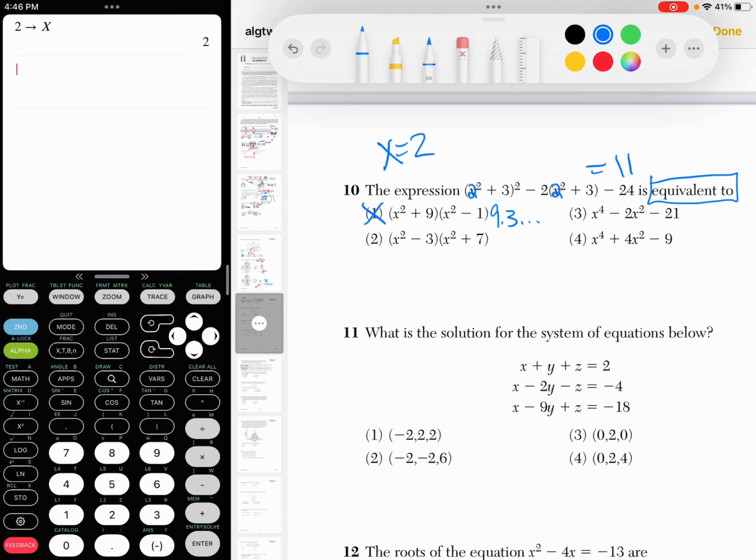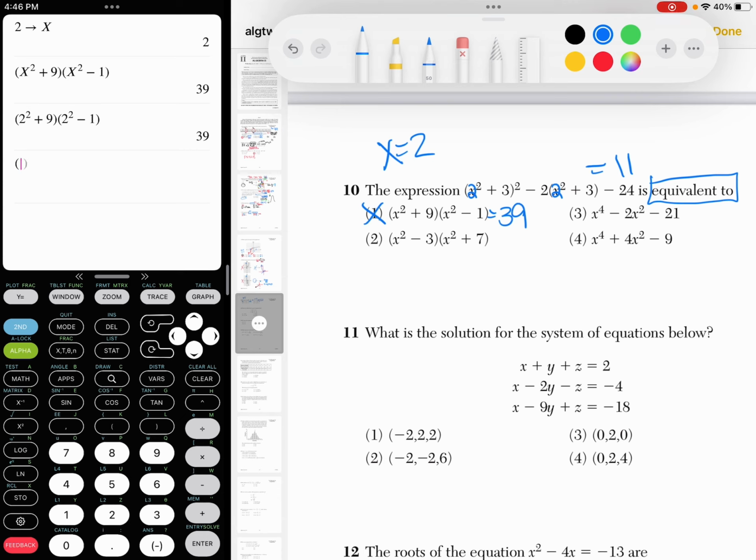So when I do 2 store x, now every time I type in an x, it will plug in a 2 for me. So you can just type in x squared plus 9 and x squared minus 1, and it'll plug in the 2 for you. It'll be 39. Still wrong, but at least it's plugged in right now. That's the same thing that you get when you plug in the 2 anyway. I'm just showing you minus 1. Boom. You get the exact same thing when you type in a 2. It's just storing the 2 in your calculator for x, and then you can type it in with an x.